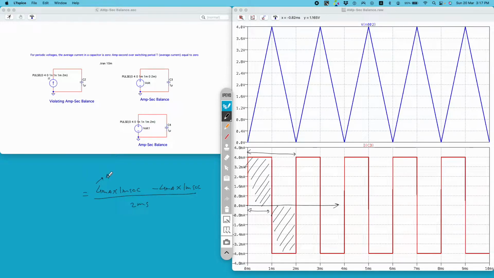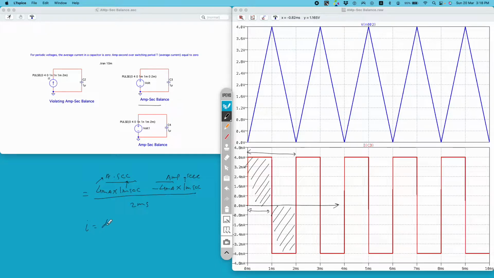So this is amp, this is second, right? This is again amp, this is second. So you are doing an amp-second balance. So for a periodic voltage across a capacitor, the net charge stored by the capacitor will be 0. Amp-second is what? Amp-second is the charge.